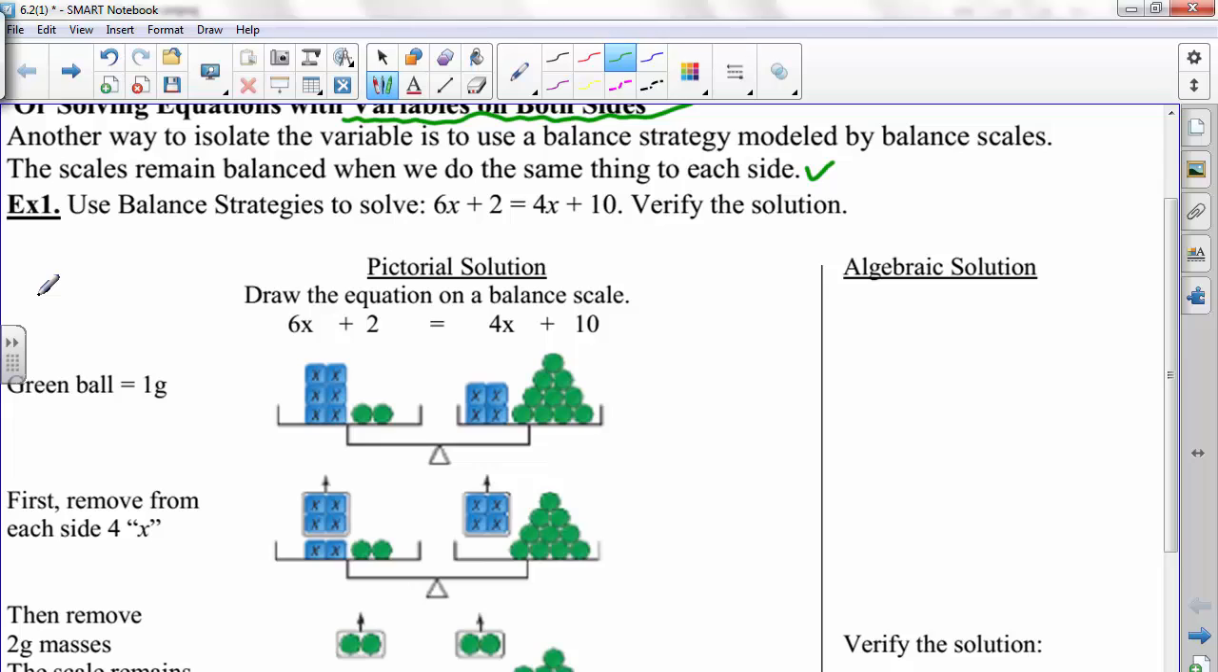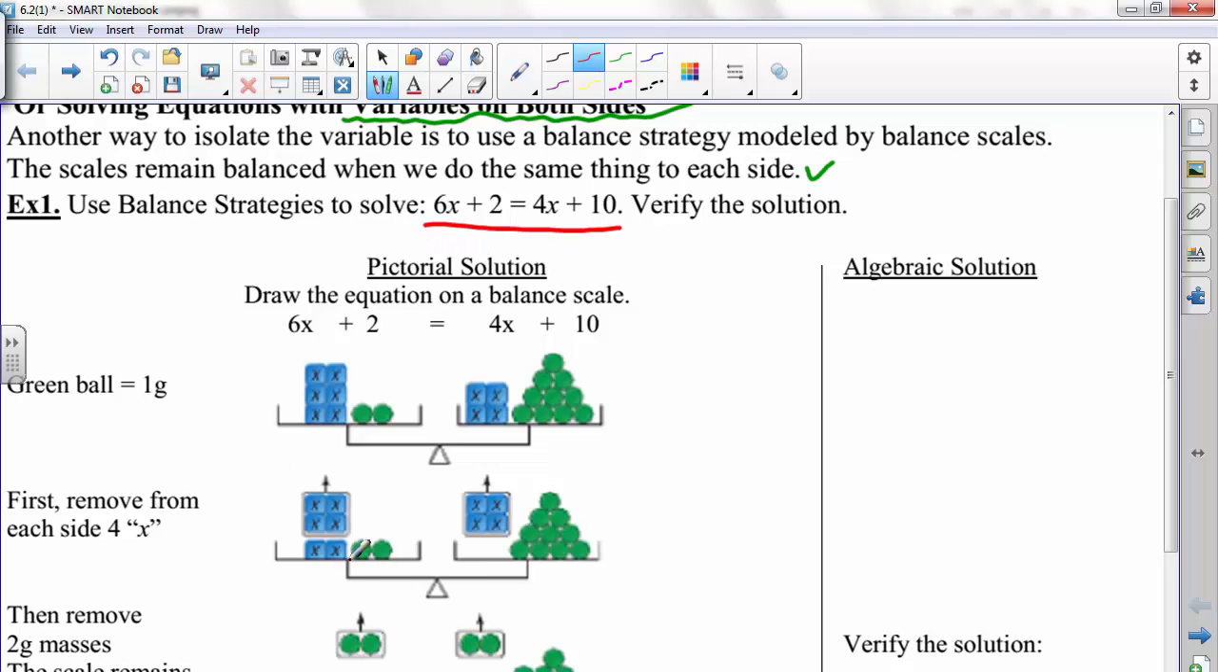Let's look at the first example. Use balanced strategies to solve 6x plus 2 equals 4x plus 10, and then verify the solution. Let's look at this equation first. In this equation, I have the variable x on the left side. I also have the variable x on the right side. I can see the variables on both sides.